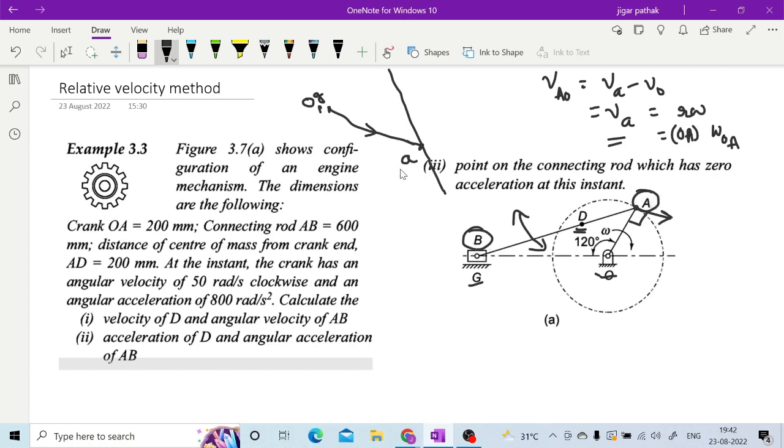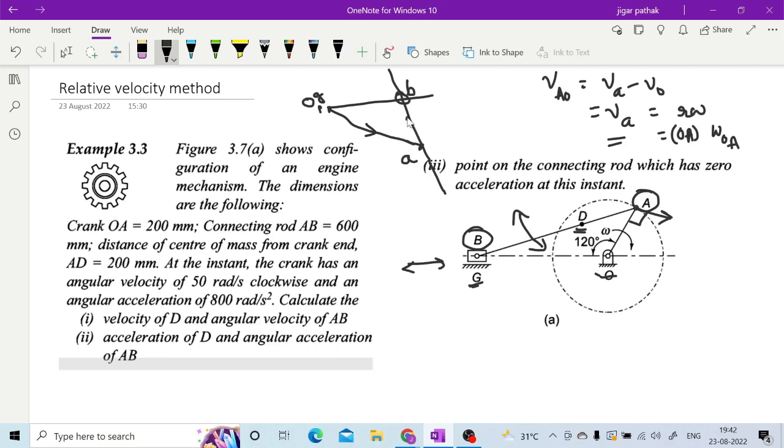But you don't know the magnitude, you have direction only. Now one more thing is there. The slider B is also having velocity with respect to this point G, which is in the horizontal direction. So if you draw a horizontal from point G, then you will have some intersection, and that is nothing but your point B.